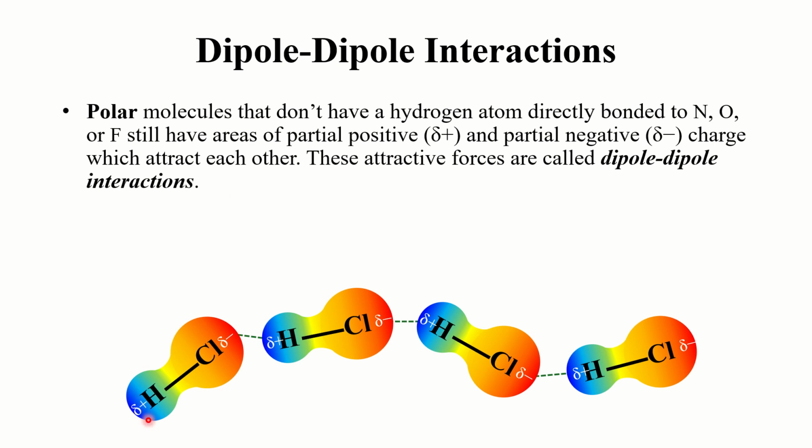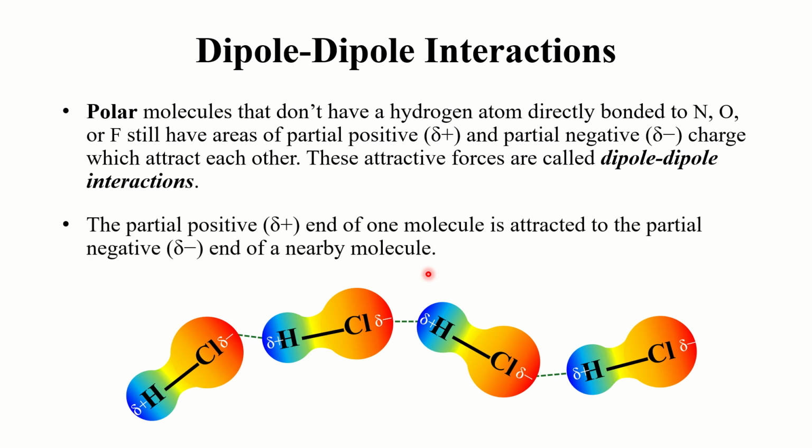Because we have those permanent regions of partial positive and negative charges, we can have interaction between molecules. The negative charge on this chlorine atom is attracted to the partial positive region on the hydrogen of another molecule, and that chain just continues down the line here.